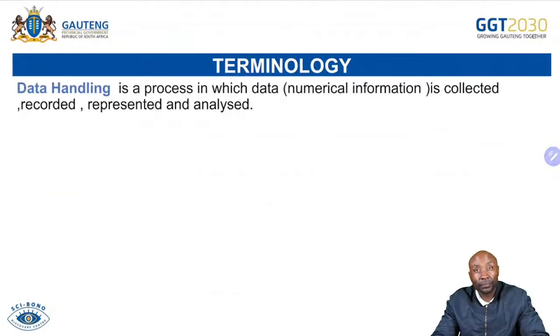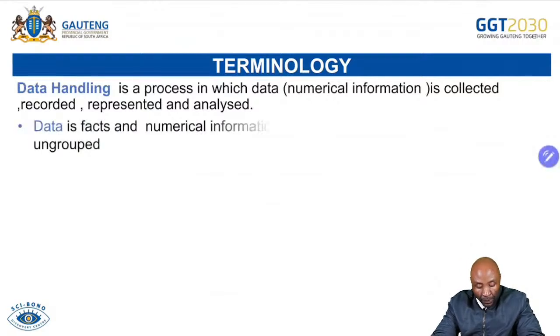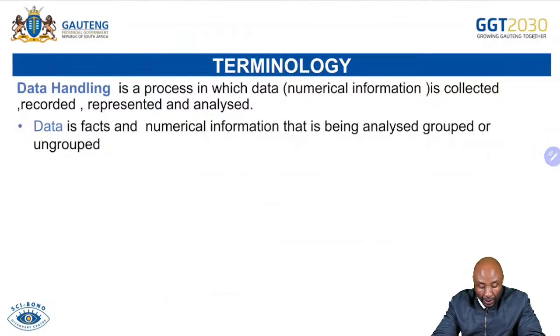Let's get on to our terminology. We'll define our data handling as the process in which data, and we must be specific, we are analyzing numerical data or numerical information, is collected, recorded, represented, and analyzed. Remember, this is to help us come up with a conclusion or to deduce something from the data that is analyzed. So with that being said, data, these are facts and numerical information that is being analyzed.